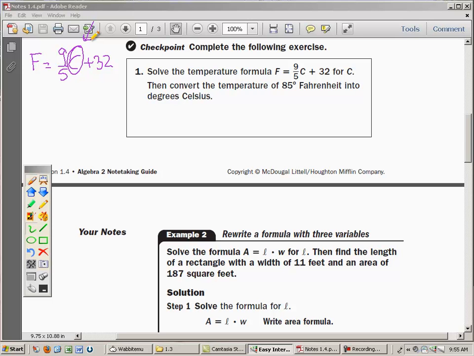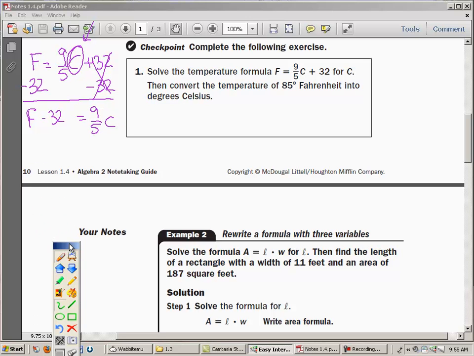So when we solve, we always work backwards. So we're going to get rid of the addition first. So this is F minus 32 is equal to 9/5 C. All right? So what we want to do then is eliminate the multiplication of 9/5. We talked about this in our previous videos. We don't want to divide by 9/5. We don't divide by fractions. Instead, we multiply by the reciprocal.